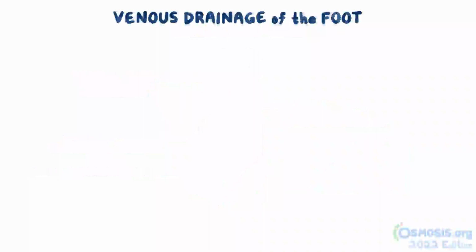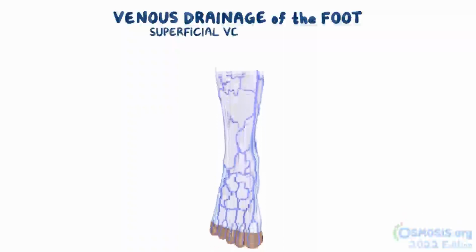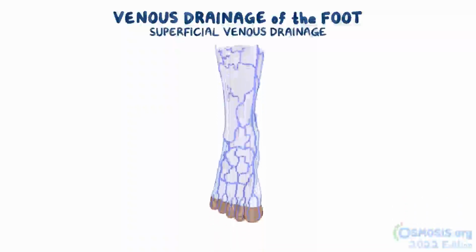Venous drainage of the foot is ensured by both superficial and deep veins within the foot. Most of the blood of the foot is drained by the superficial venous drainage, which is located in the subcutaneous tissue and unaccompanied by arteries.